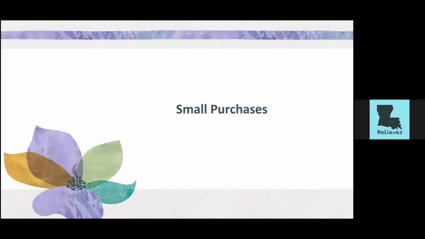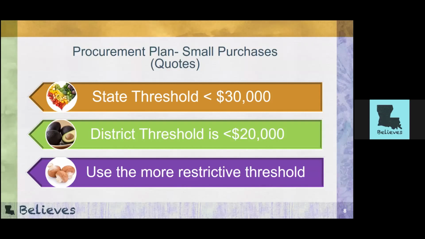Let's talk a minute about small purchases. Remember that the small purchase method can be used if it's below the $30,000 threshold, unless the district has a lower threshold. I've seen some district thresholds that are as low as $1,000. In this district, the threshold is less than $20,000. So they have to use the district threshold because it's more restrictive than the state threshold.